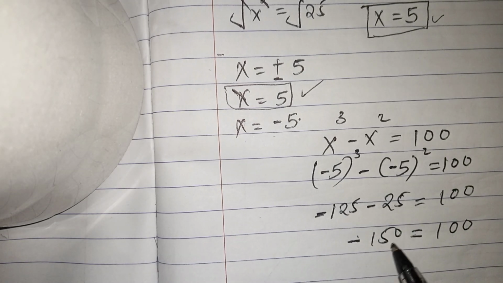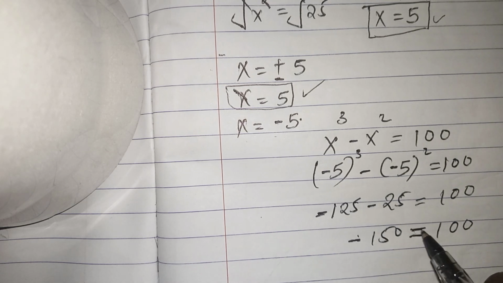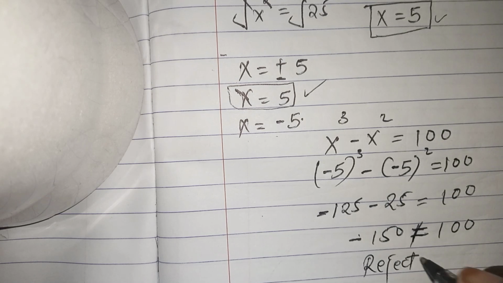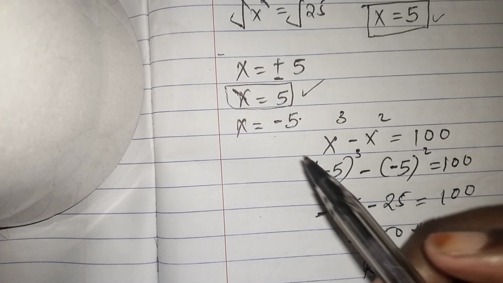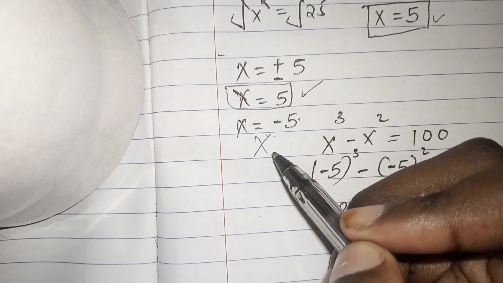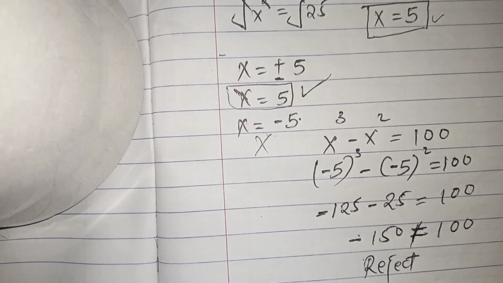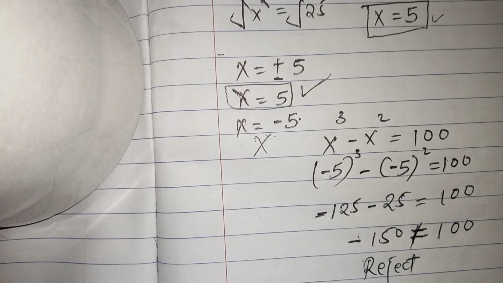So negative 150 is not equal to 100. So we are going to reject this because this is not true. So this is not our real value. So we are going to reject it. So x is equal to 5 is our real value using this method too.